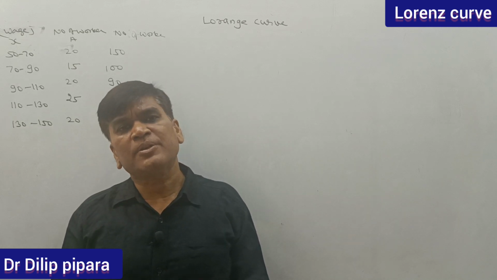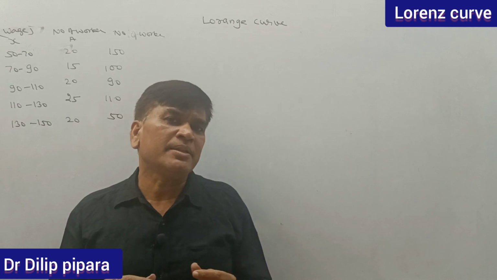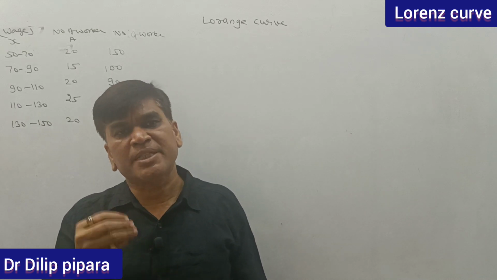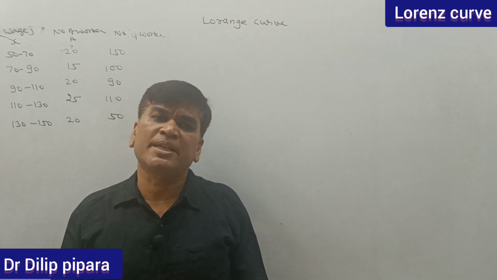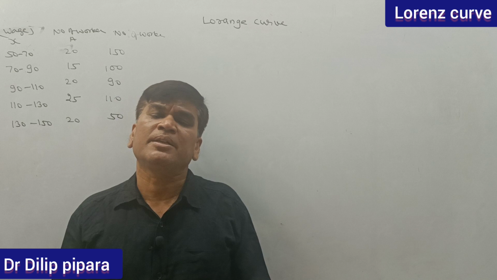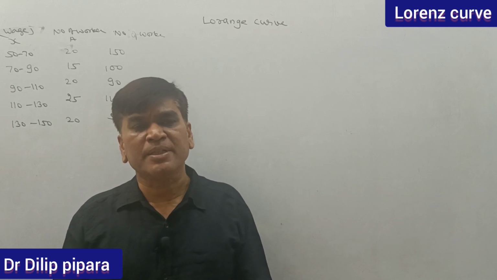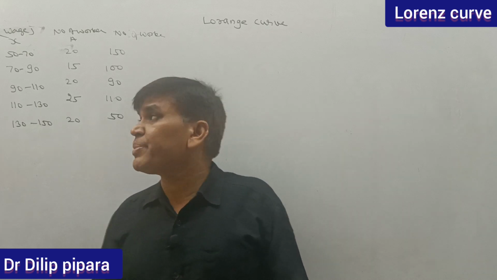With the help of the Lorenz curve method also we can calculate the value of dispersion, which series has more variation and which series has less variation. So it's a graphical method to measure dispersion. I have taken an example.